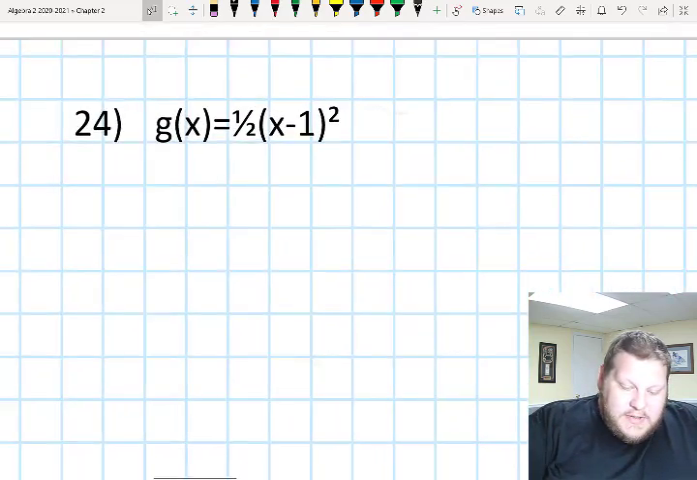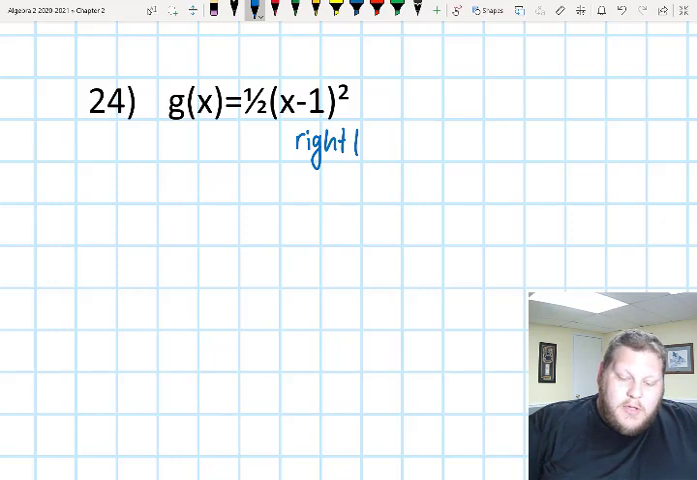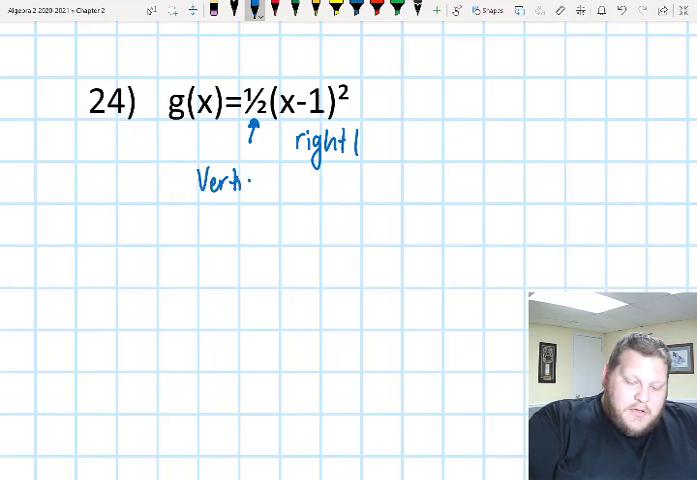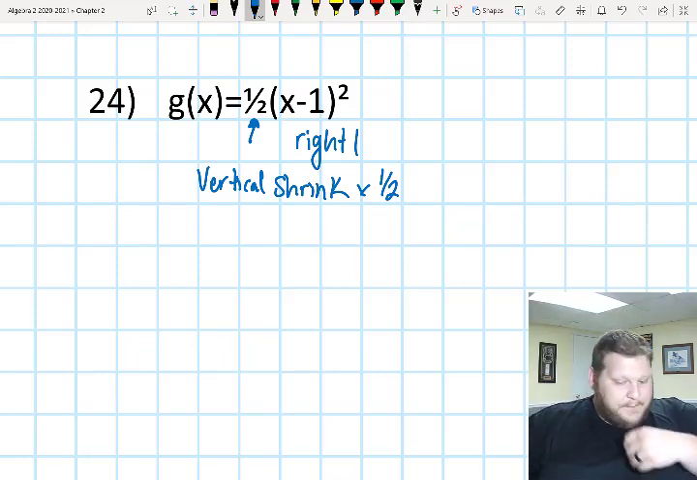So with this, I can just see that it's still going to be shifted to the right 1. Right, so that minus 1 tells me it's to the right 1. But this 1/2 tells me it's a vertical shrink times 1/2. So all of my y values are getting half as tall as what they usually are.